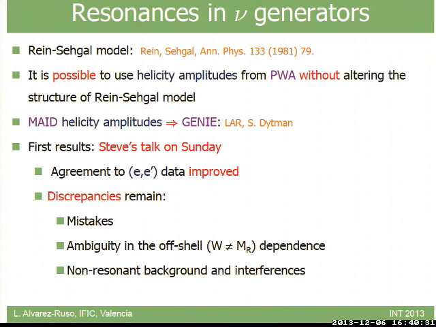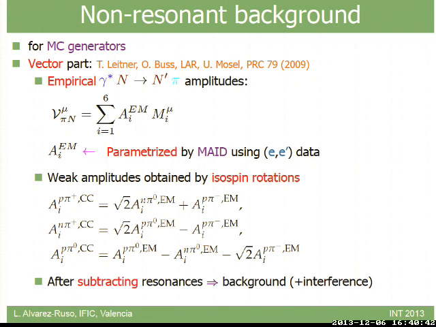So already in GENIE there is some kind of background. I'm not going to talk about it. I don't know it well enough. My idea of how one could deal with that is basically the way we dealt with it in the Giessen BUU model, again in the vector sector, focusing on the vector sector where we have extensive data. In the same way that people parameterize the transition helicity amplitudes, they have parameterized the full amplitudes, the pion photoproduction amplitudes. And again, using isospin rotations, those amplitudes can be related to the weak ones. Again, this is only the vector part.